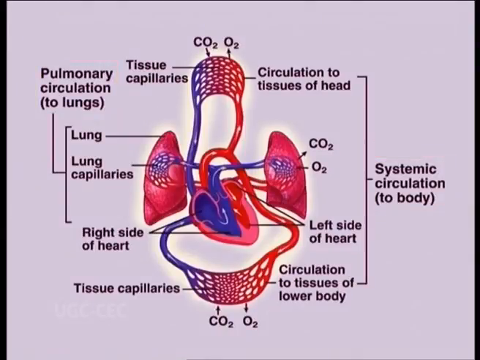If you look at the diagram, here you can see that there are two different color notations for showing impure blood, that is deoxygenated, as well as pure blood, that is oxygenated.